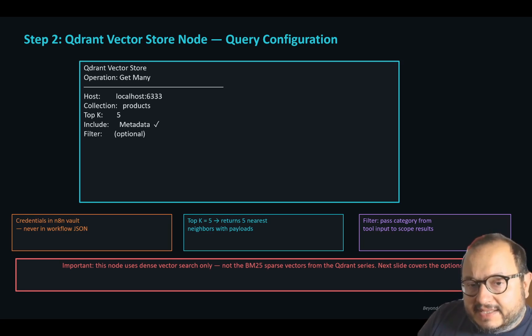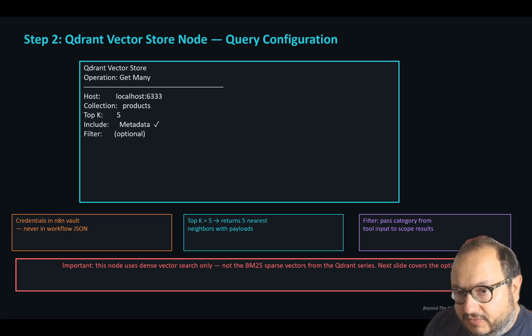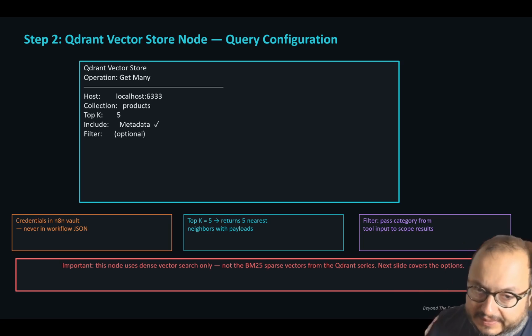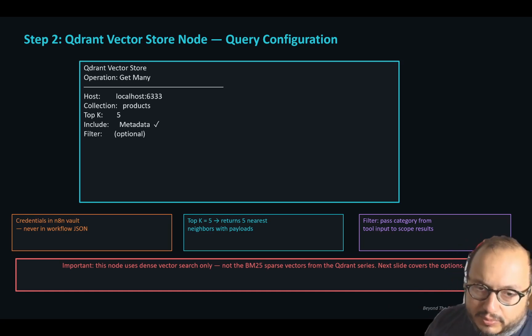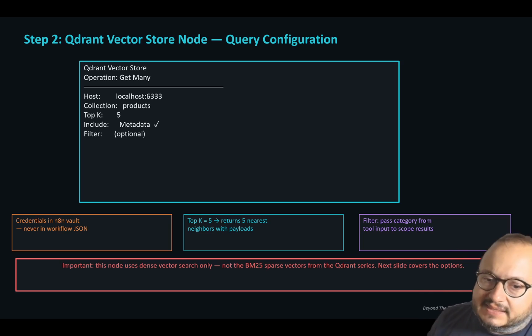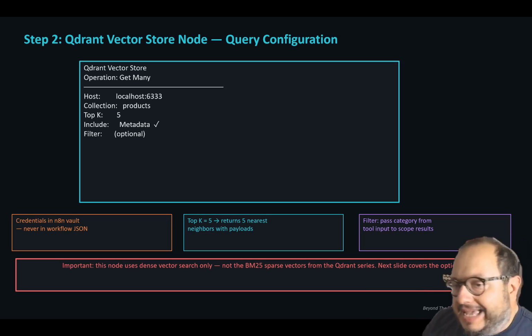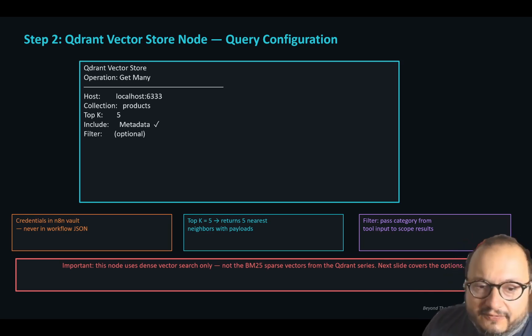If the agent passes a category and a filter, the Qdrant node supports payload filters in must format, like the fields with category match value with $json.category. This scopes the search to one product category when the user asks something like noise cancelling headphones. That way, you get 5 headphone results instead of 5 results mixed across categories.